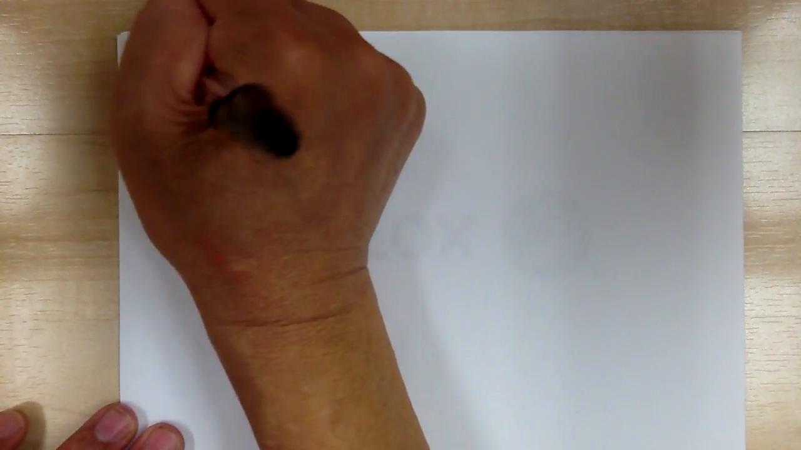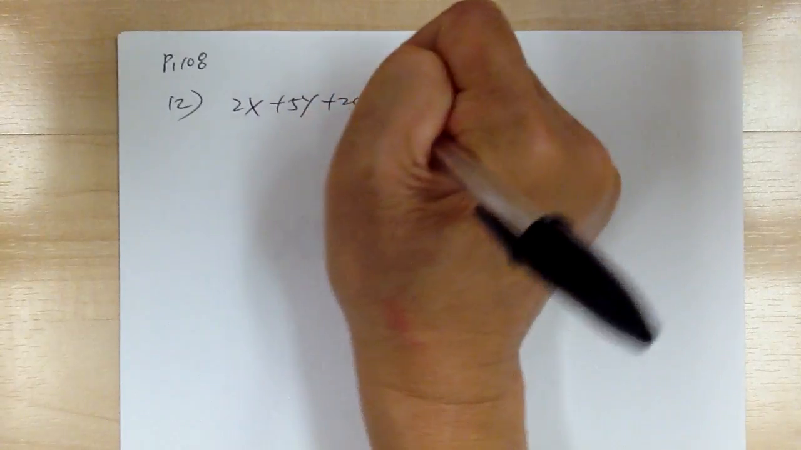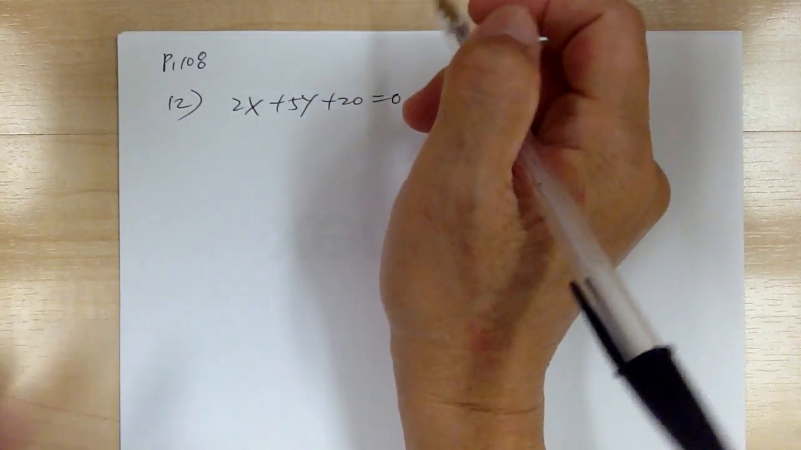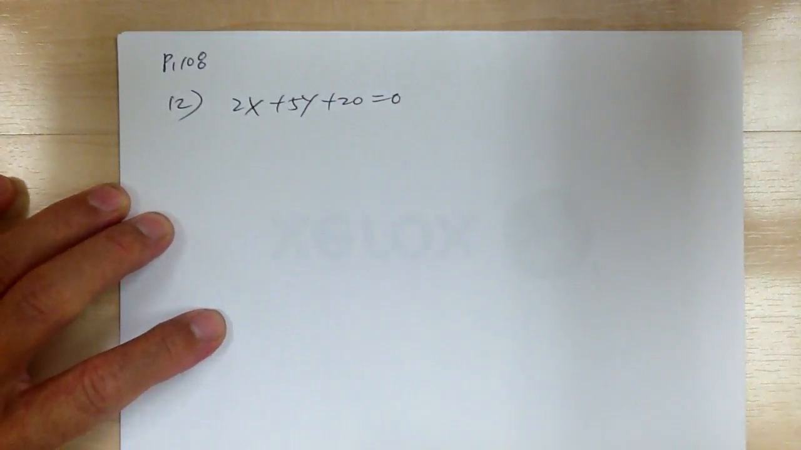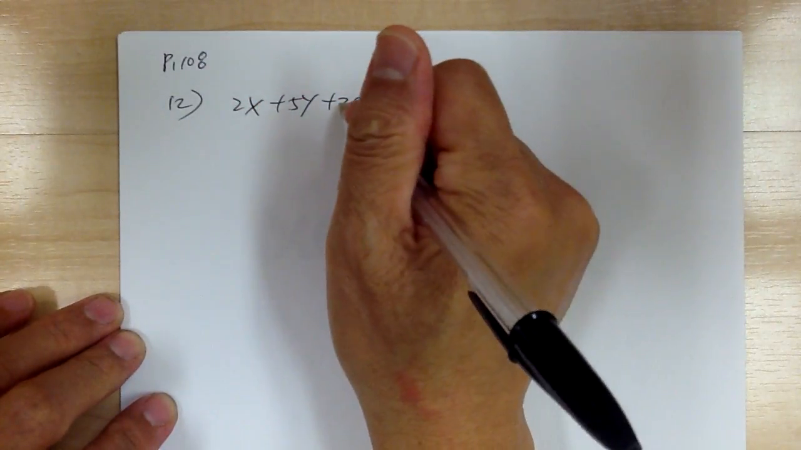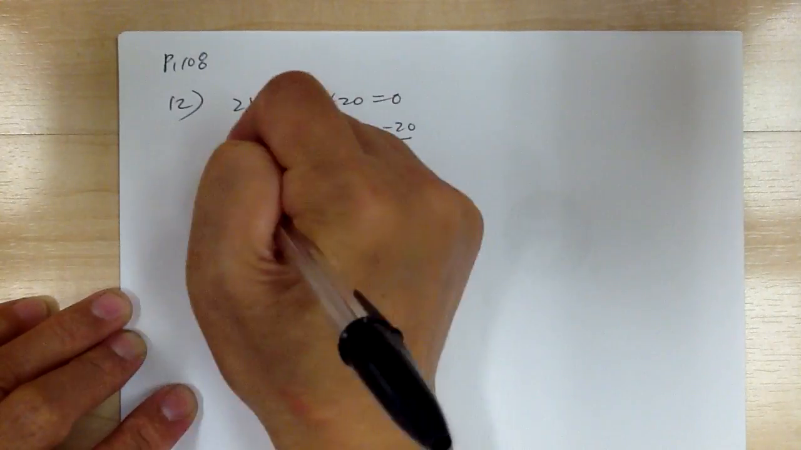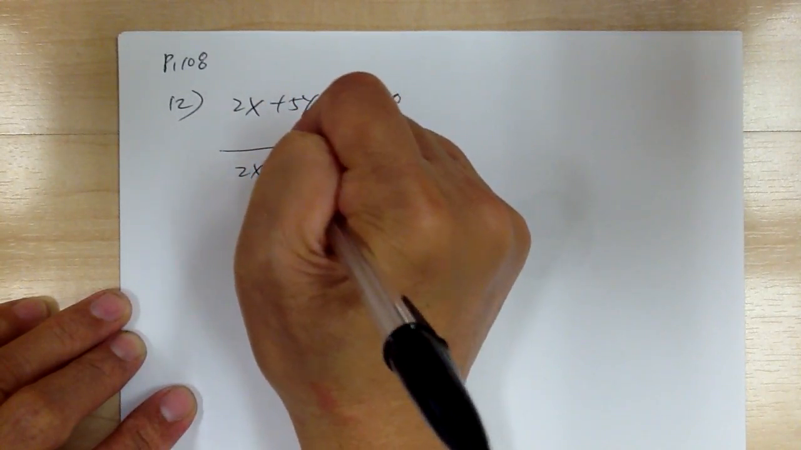Okay, let's go to page 108. And let's do number 12. Okay, number 12, you have 2x plus 5y plus 20 equal to 0. And this one you have to graph. So to graph, again, you need to get 2 points. The best thing to do is just move the number to the other side. So put it in standard form, so you don't make any mistakes.